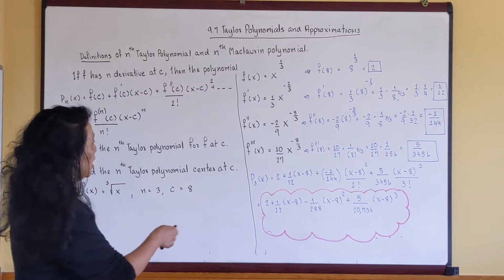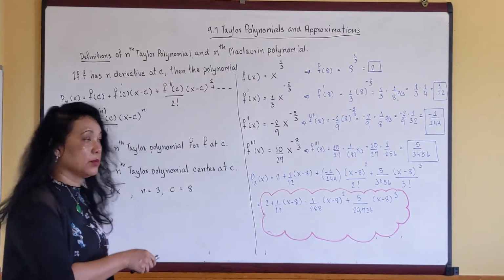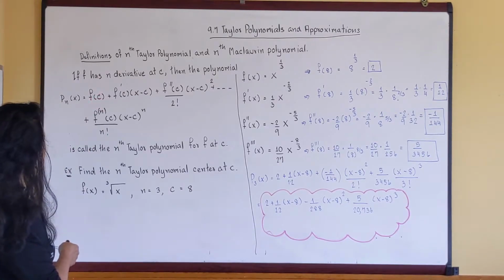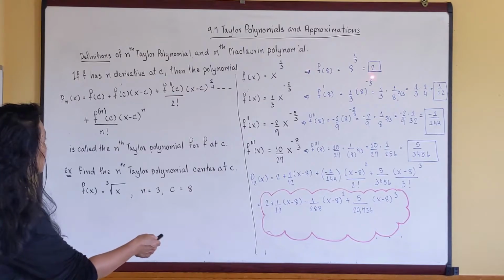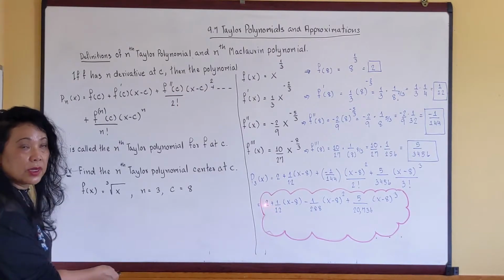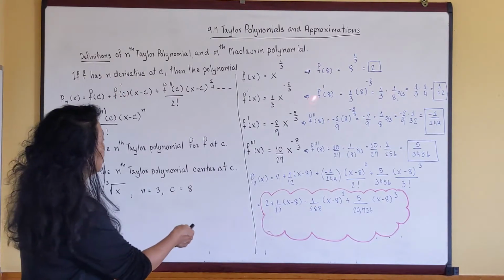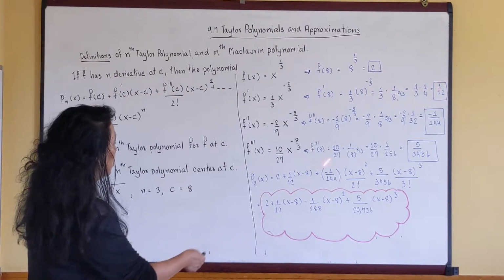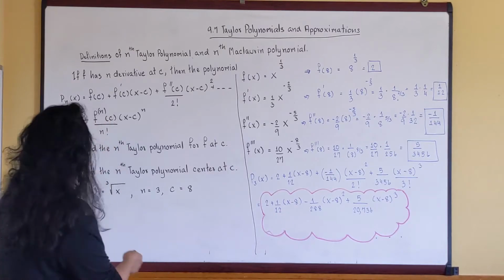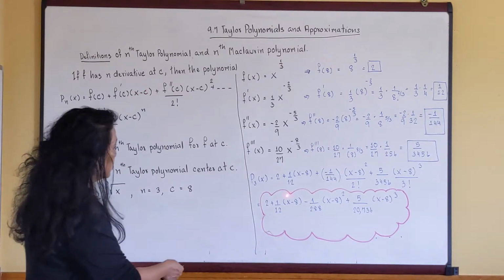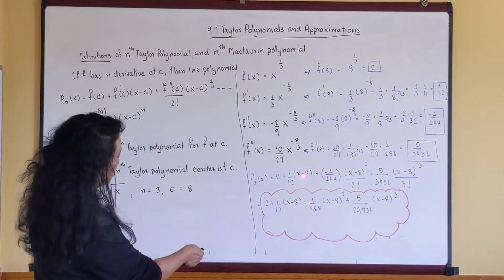Now, since I have all these little pieces, I'm going to put them in the formula and explain it to you. My f of c is 2 right here. I have 2, plus f prime of c. My f prime of c is 1 over 12, times x minus c. x is x, c is 8, so x minus 8.